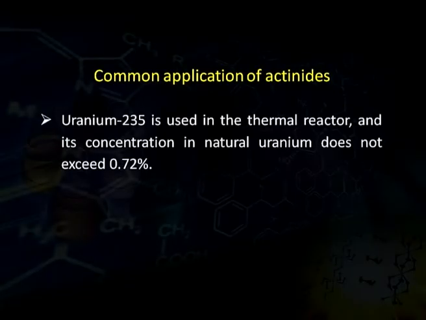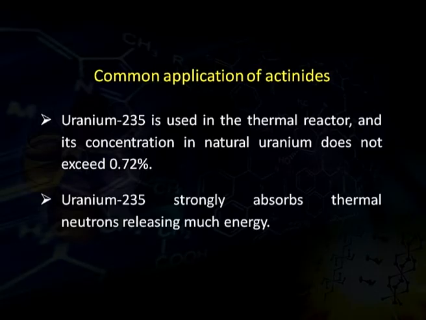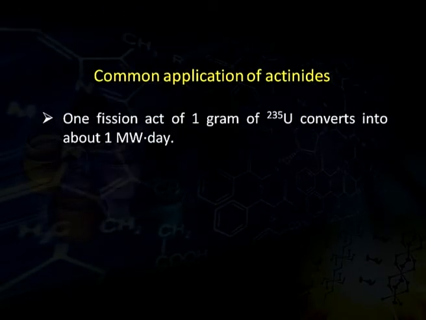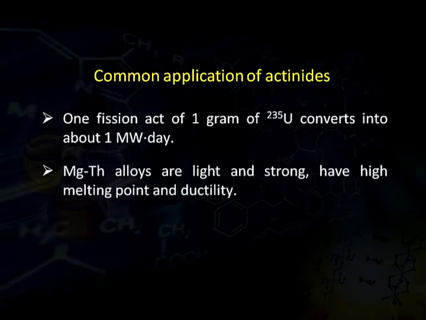Let us discuss the common applications of actinides. Uranium 235 is used in thermal reactors and its concentration in natural uranium does not exceed 0.72%. Uranium 235 strongly absorbs thermal neutrons, releasing much energy. One fission act of 1 gram of uranium 235 converts into about 1 megawatt day. This much amount of energy is available after fission of 1 gram of uranium 235.